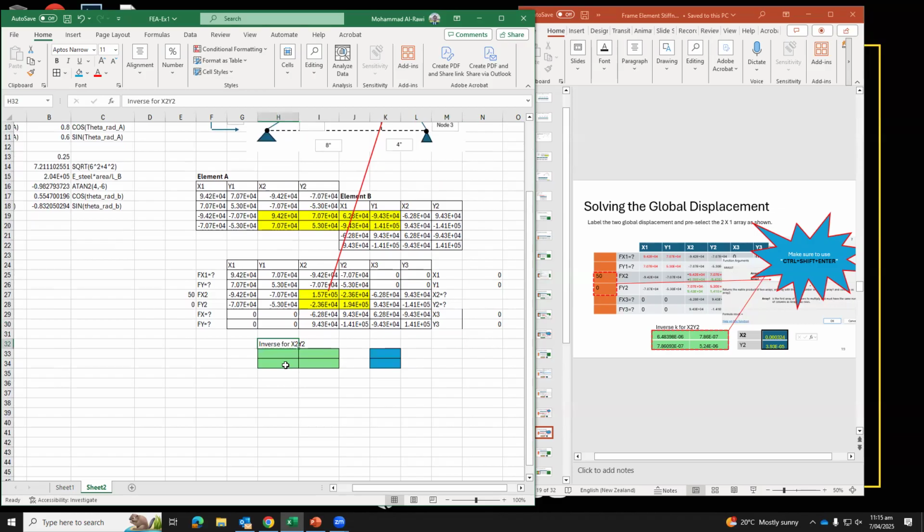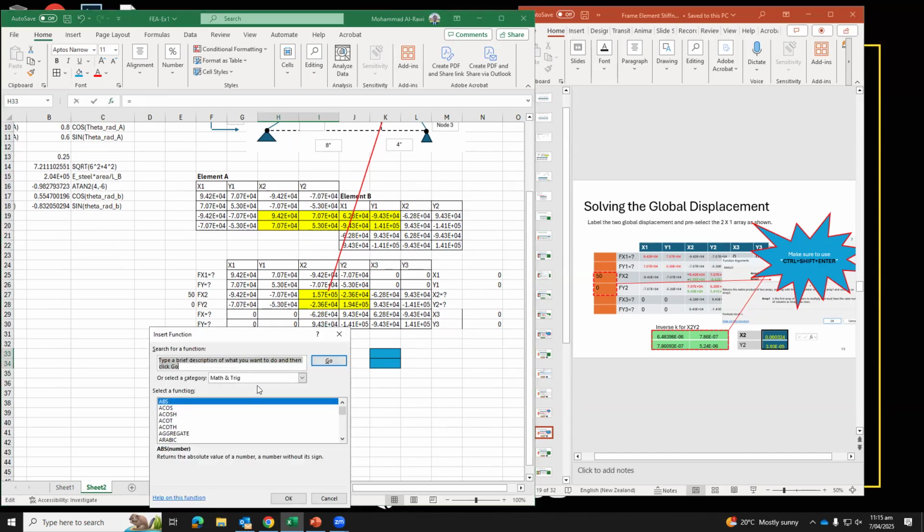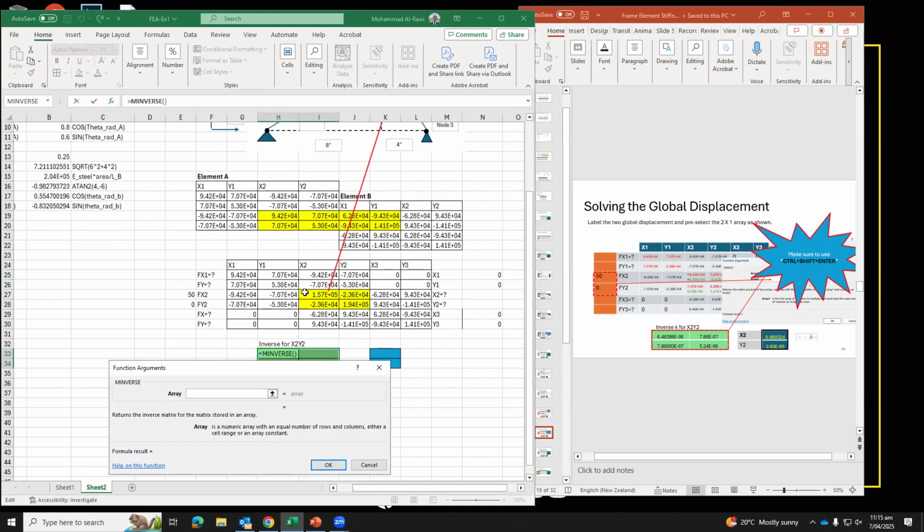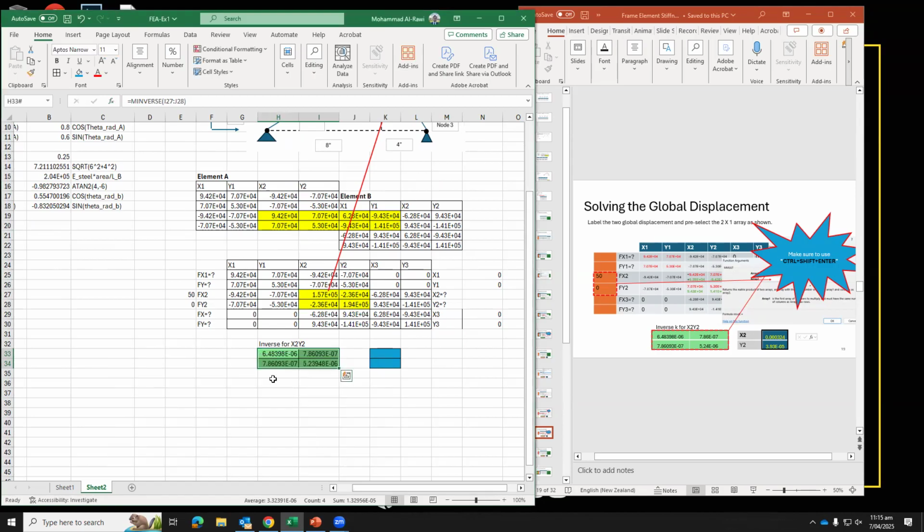So we create here an inverse for the X2 and Y2 array. We just highlight these 4 cells, go to function. From function, we change it to math and matrix. From math and matrix, we select MINVERSE, matrix inverse, and then click OK. We're trying to determine the arrays in the middle, the one related to node 2. It's the common between element A and element B. We click OK. Now we get these values.